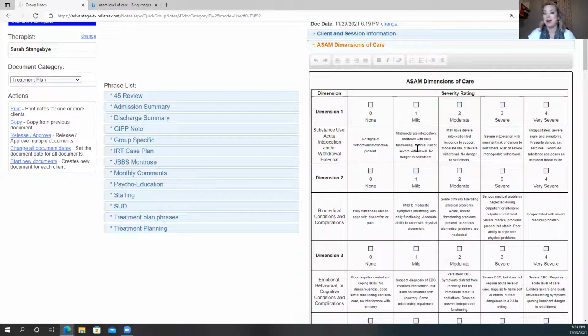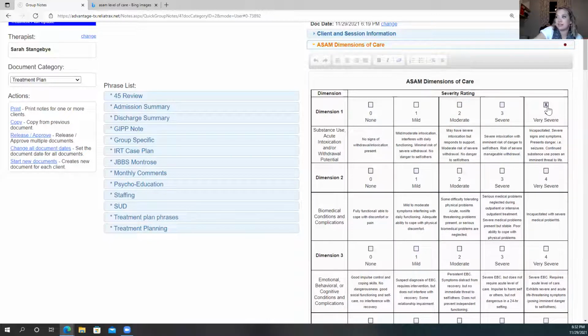I'm not going to say that he's mild or moderately intoxicated. I'm going to say probably that he is somewhere up into here, severe intoxication with a pretty severe risk of withdrawal. Or in the situation, he's pretty incapacitated, and so he has severe signs. He might have a seizure. So I'm going to go ahead and mark very serious on this.